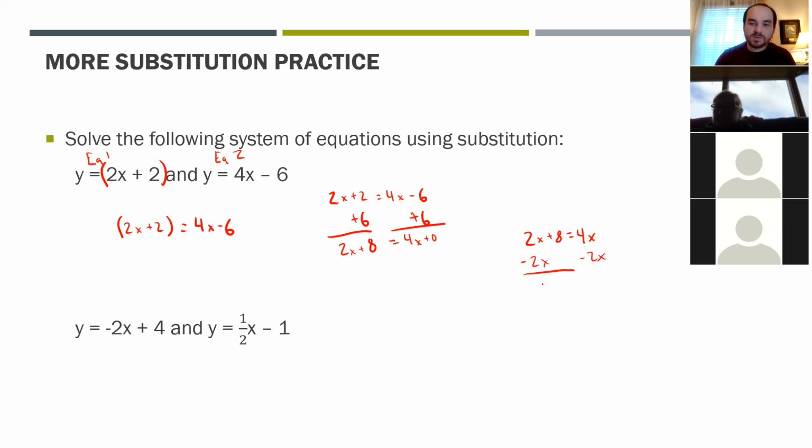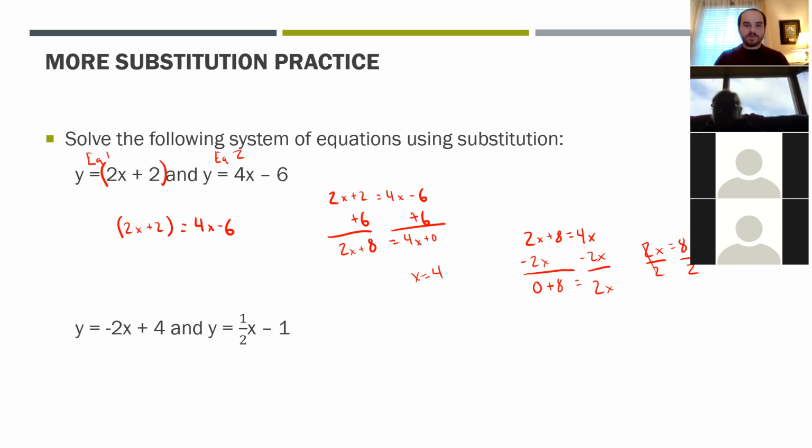So if we subtract 2x from both sides, you get 0, because 2x minus 2x is 0, plus 8 equals 4x minus 2x is 2x. So now we have 2x equals 8. And now what's the last step? Oh, come on. I know you guys know how to do this one. There we go. Thank you, Dane. Yes, divide both sides by 2. So we do that and we get x equals 4.